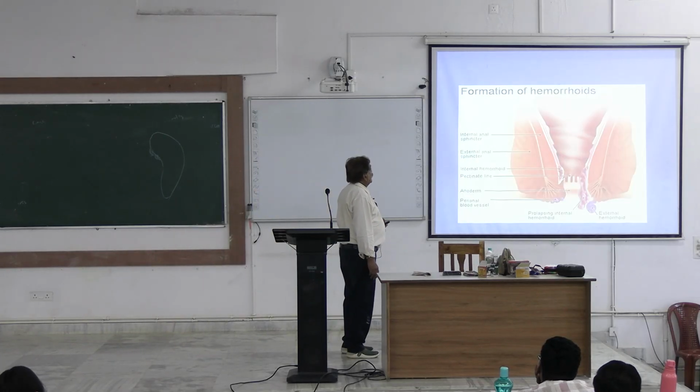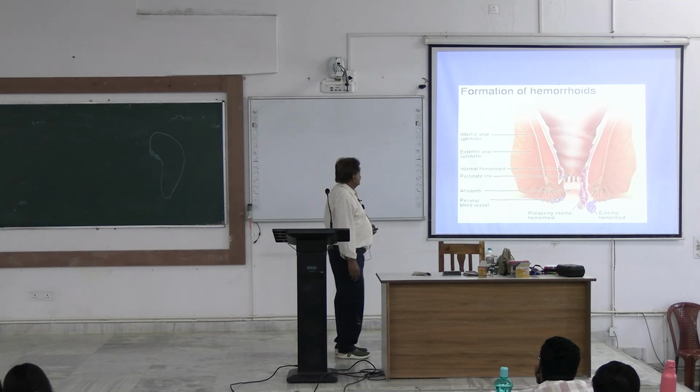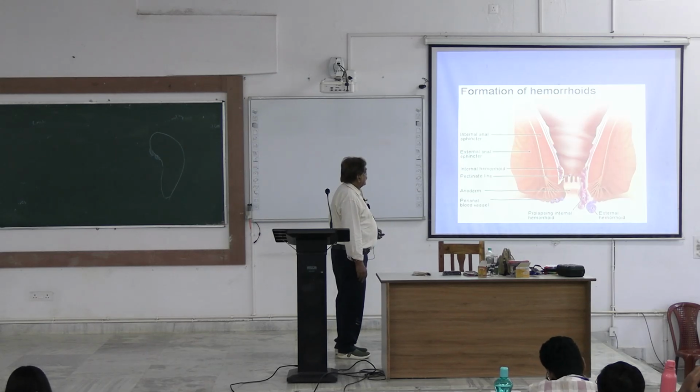Now, formation of hemorrhoids. This is the internal sphincter, the external anal sphincter, internal hemorrhoids, the pectinate line, this is the anodermal line, perineal vessels, prolapsed internal hemorrhoids, external hemorrhoids.